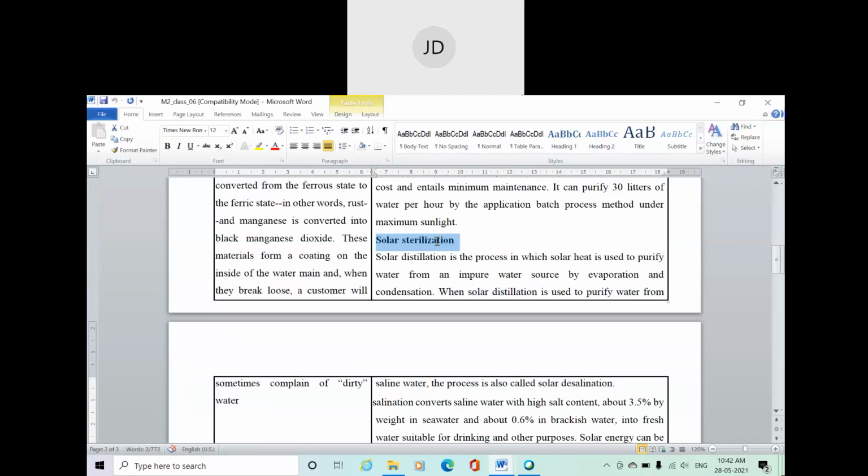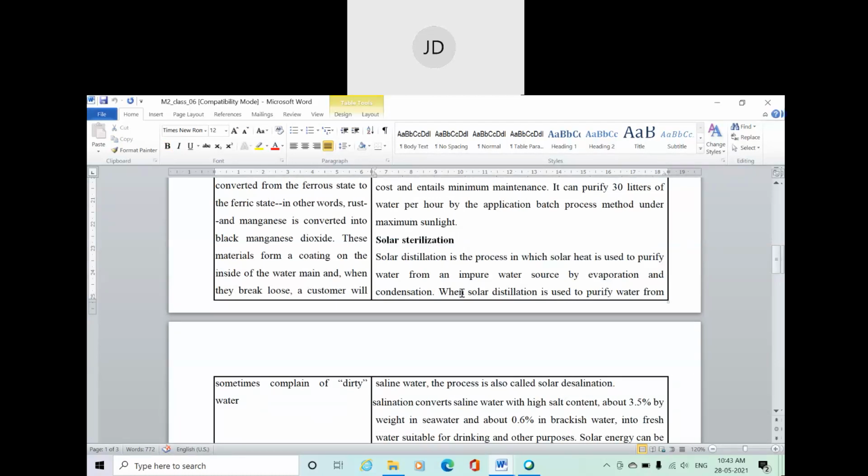How does this solar sterilization work? It is a process in which solar heat is used to purify water from an impure water source by evaporation and condensation. Due to the intense solar energy, the water evaporates, and that evaporated water can be condensed.